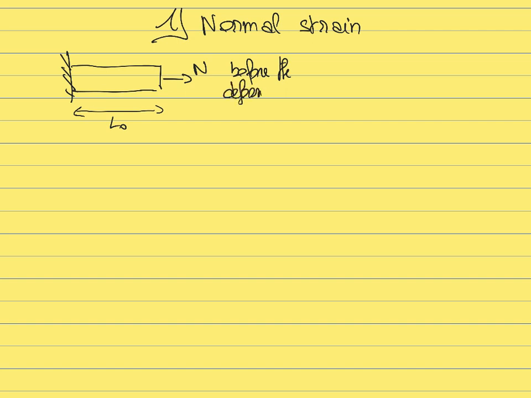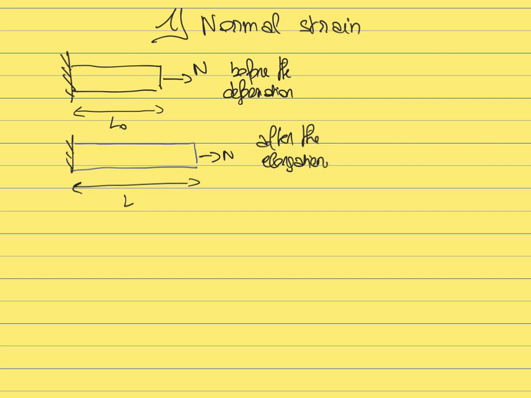Now, if I look at what the beam is going to look like after the deformation has occurred, the beam is going to be elongated. So the beam is going to have a length that becomes longer than the initial length. So we are going to write L, the new length of the material after the elongation.